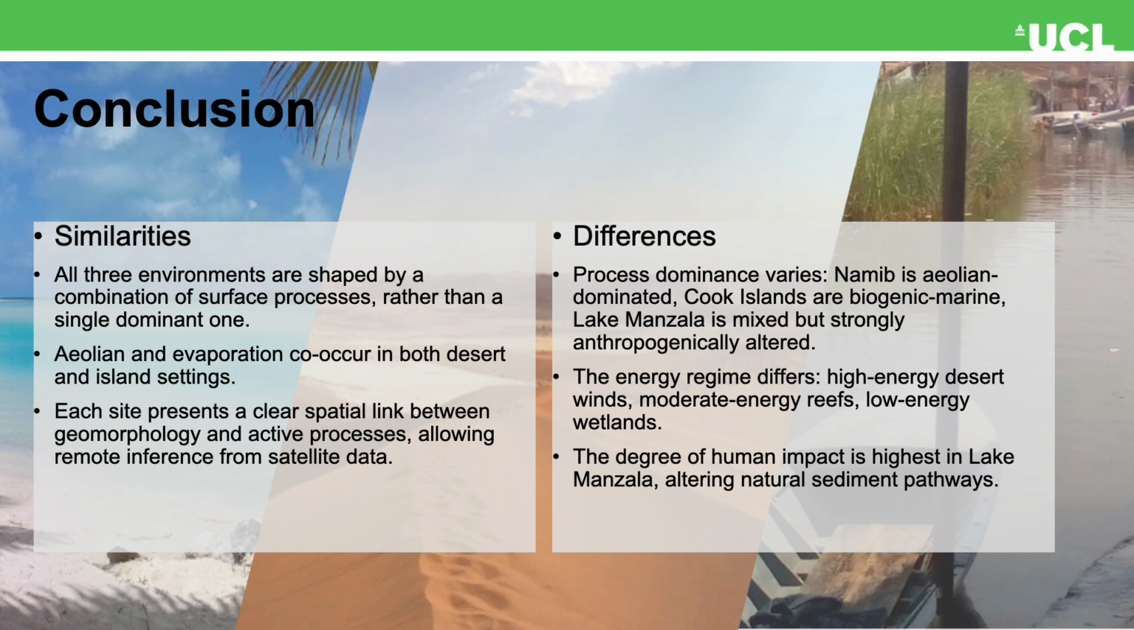And in summary, all three environments are shaped by multiple surface processes, not just one. Aeolian processes and evaporation overlap in deserts and atolls, and landscapes clearly reflect these processes, allowing interpretation from satellite imagery. But they differ in energy, dominant mechanism, and human impacts. From the windy Namib Desert to the biogenic reefs of the Cook Islands and the altered wetlands of Lake Menzala, understanding these patterns helps us interpret both present environments and their preservation in the rock record.